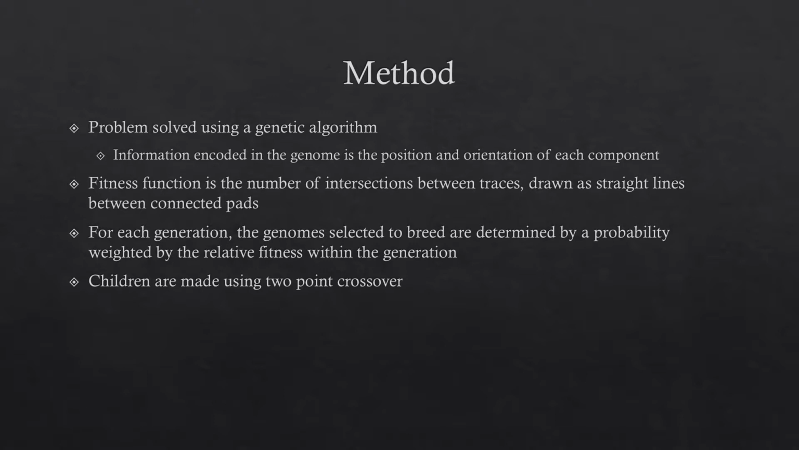The reason that I chose this fitness function is that fewer intersections means fewer obstacles, which will mean that it will be easier to draw. For each generation, the genomes selected to breed were determined by a probability weighted by their relative fitness within the generation, meaning that a setup that did better has a higher chance of being picked to breed in the next generation. And children for each generation were made using a two-point crossover method.